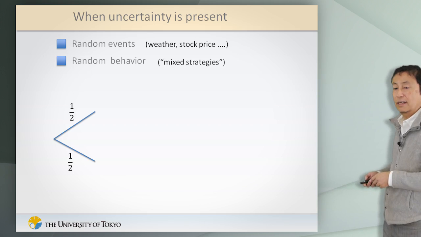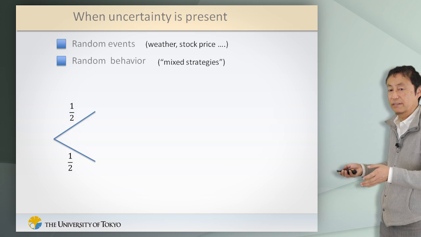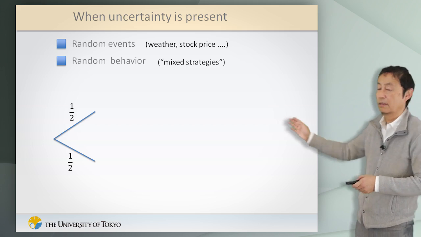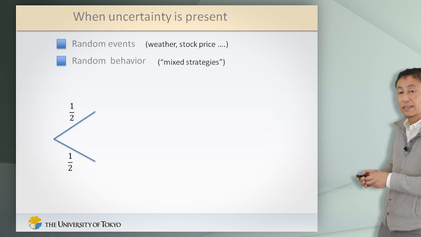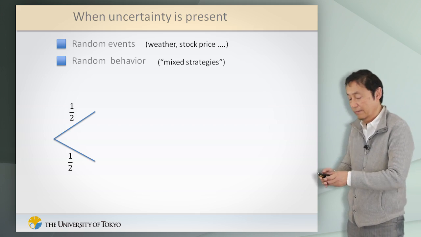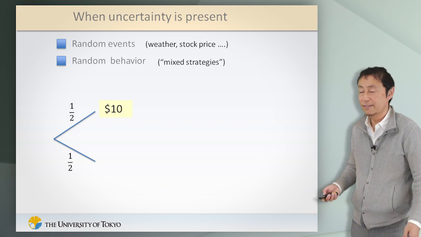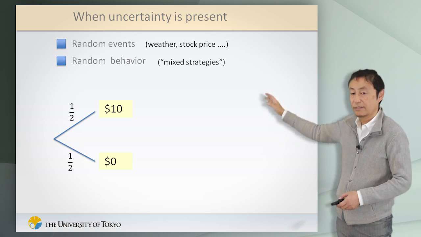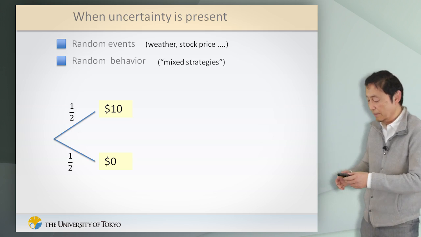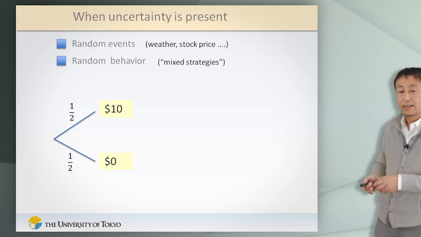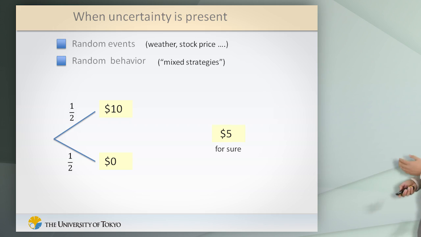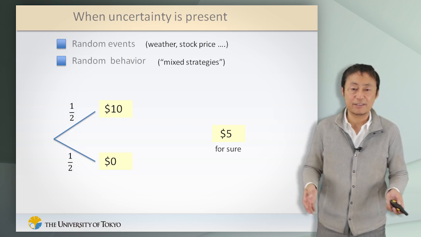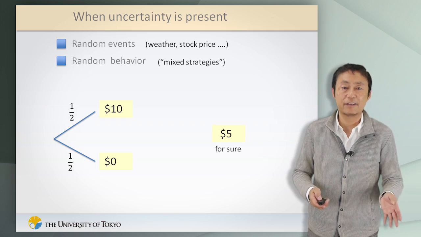Let's suppose you have a random event in a game, and suppose a player is facing a choice between a lottery and some other outcome. If a player chooses the lottery, with probability 1/2, he gets $10, and with the other probability 1/2, he gets 0. So the outcome of the lottery is uncertain. This is one choice, choosing this lottery. The other choice is to get $5 for sure. Let's examine what is best for you. There is no right answer. It really depends on how you like or dislike the risk.